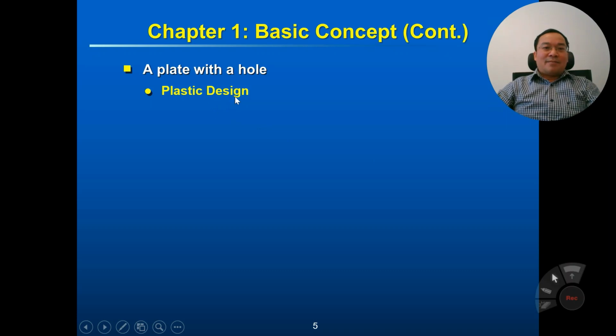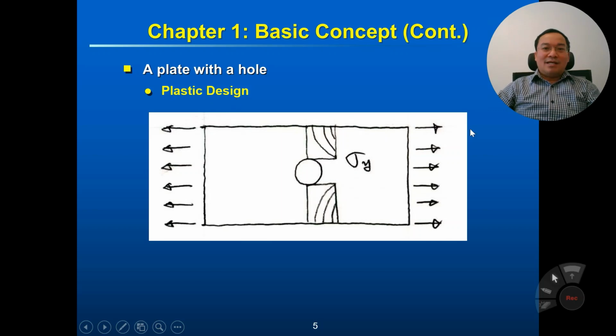Now we are moving to plastic design. This is the stress diagram in elastic range. So this point is the yielding point or elastic limit. If the load is increased, then the elastic zone is increased.